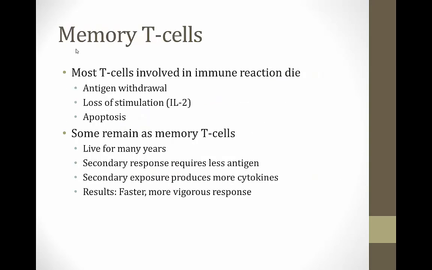T cells are part of the adaptive immune system, and the adaptive immune system has memory, which means that a second exposure to the same pathogen elicits a quicker and more vigorous response. And the way this works in terms of T cells is that some T cells will become memory T cells.